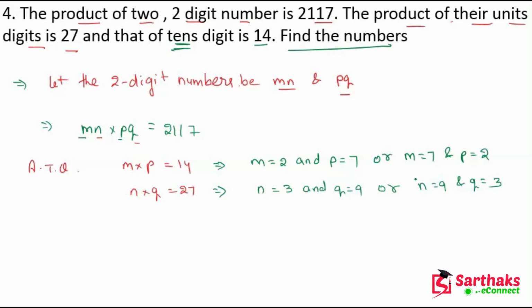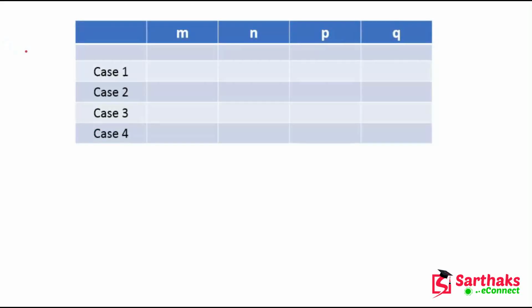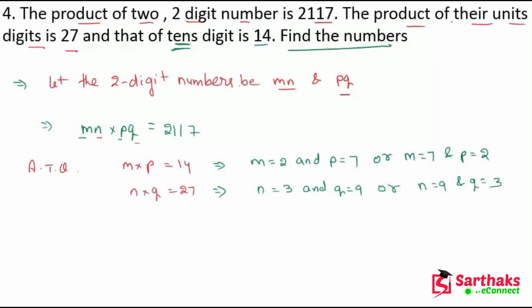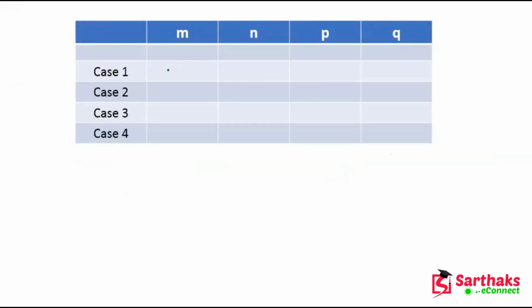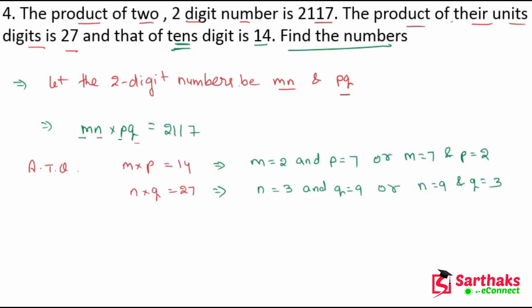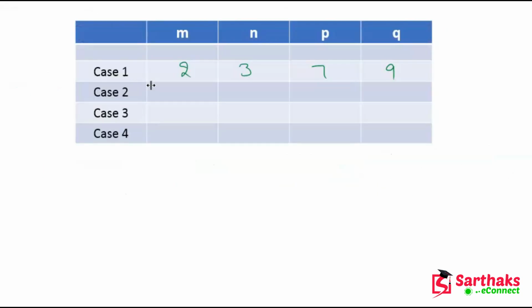Okay, understand? Now again there are 4 cases. What are these? Let's see. The first case we are taking is 2379. And the next case is 7923. Got it? I hope you got this point.